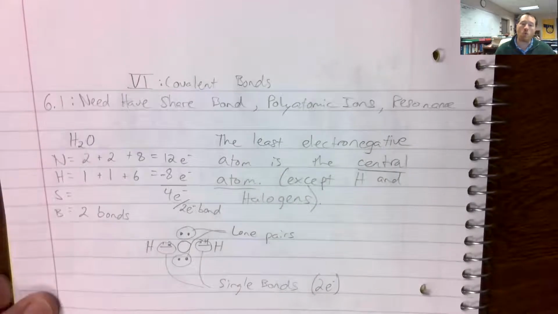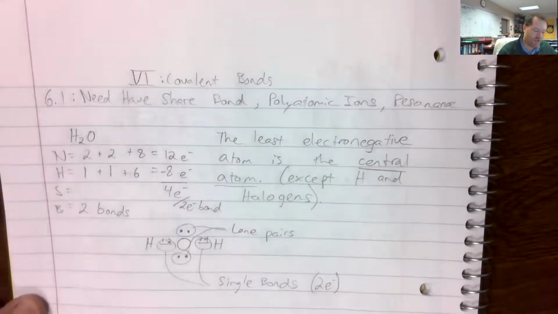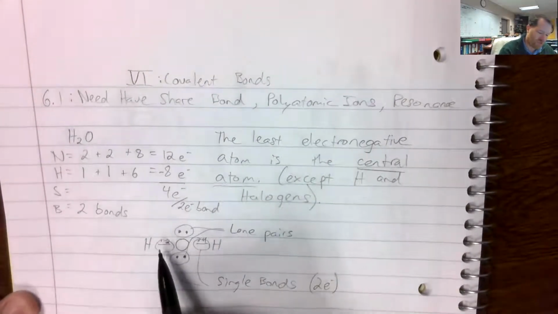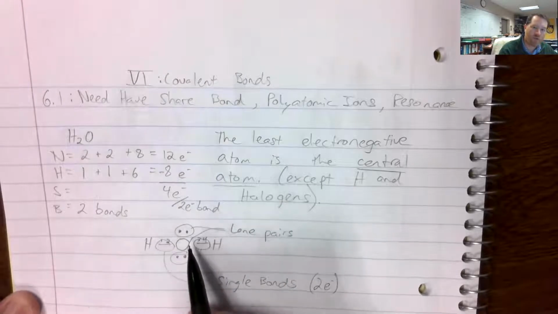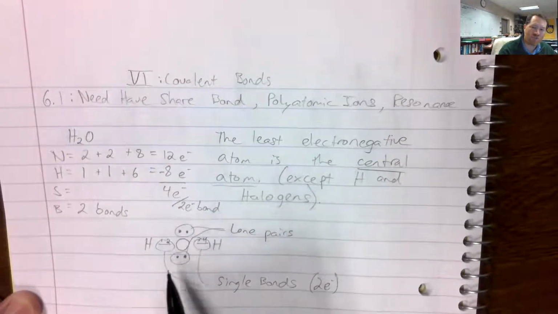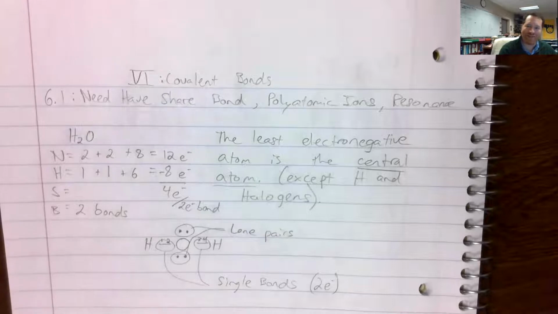These are lone pairs of electrons. Awesome. There's oxygen's 8 then. He's got 1, 2 in this bond, 3, 4 in this bond, 5, 6, 7, 8. He's got his 8 valence electrons.